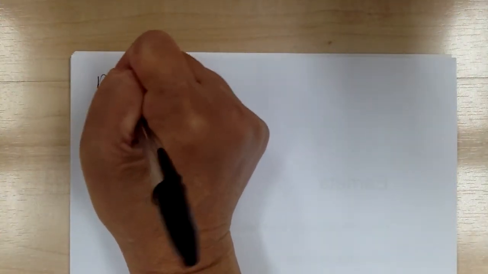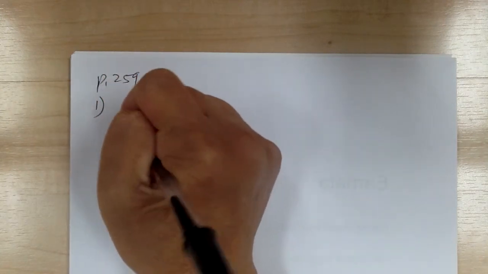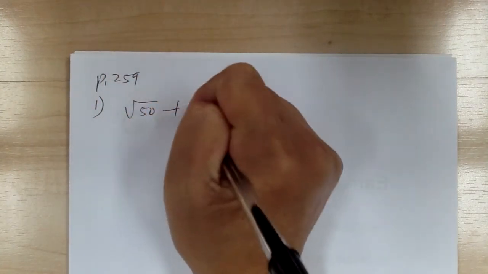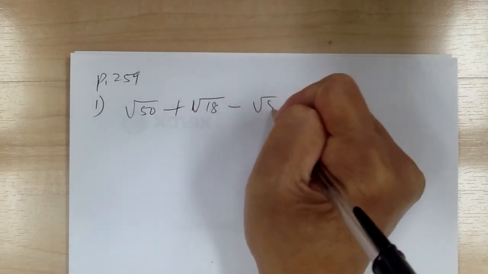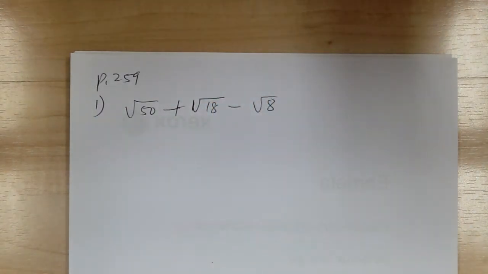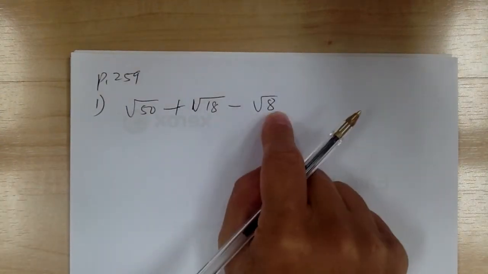Let's go to page 259 and start with number 1. You have square root of 50 plus square root of 18 minus square root of 8. Right now all the radicands are different, so you need to simplify each one of these.